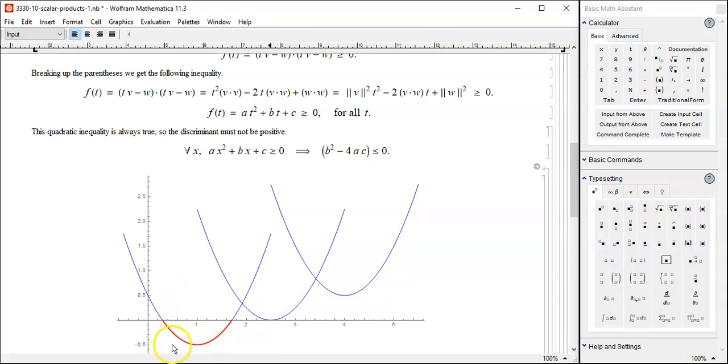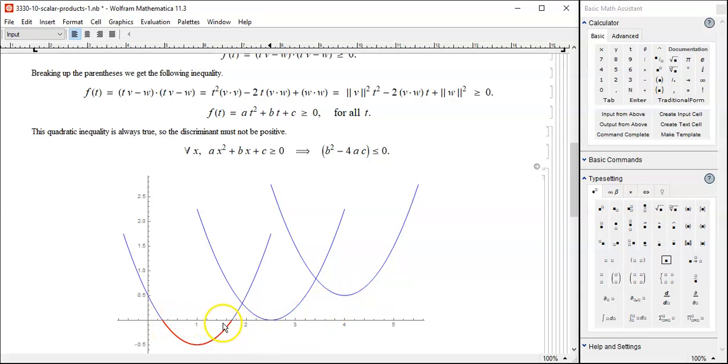So this is bad. Part of this curve goes below the x-axis, so for some t values, this f of t is negative, no good. This is barely okay because it is always greater than or equal to 0, and it is possible that it equals 0. And this, of course, is the best, always strictly greater than 0. So we have to consider these cases. When do we have these?